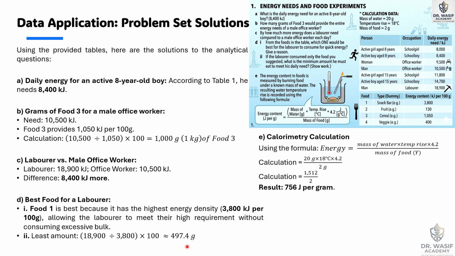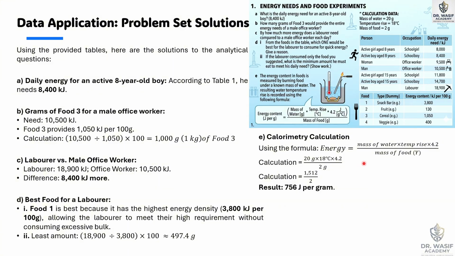And finally, question E, that tests our calorimetry formula. They give us the equation right on the paper. You can see that equation here. This is the equation: mass of water times temperature rise times 4.2, all divided by the mass of the food. Let's plug our experimental data points straight into the slot.